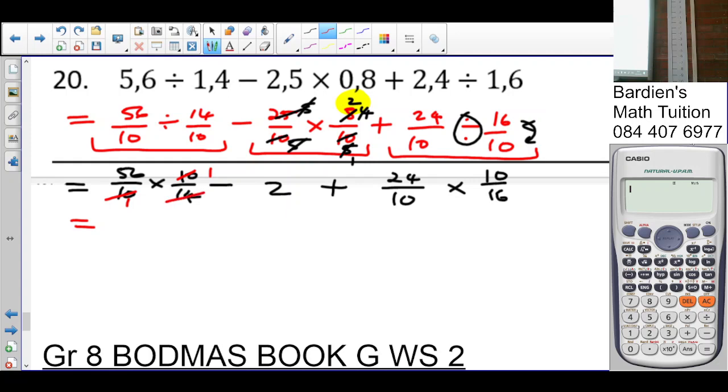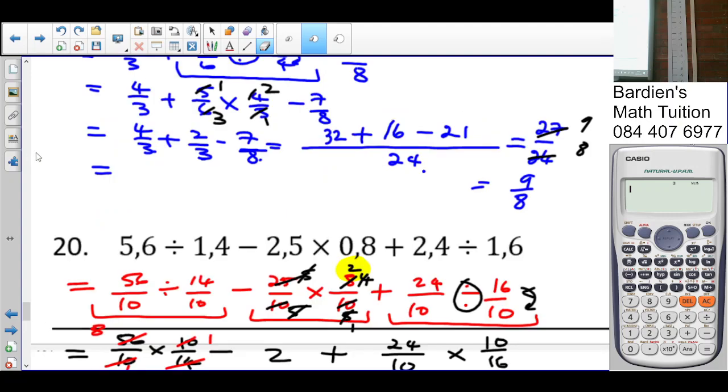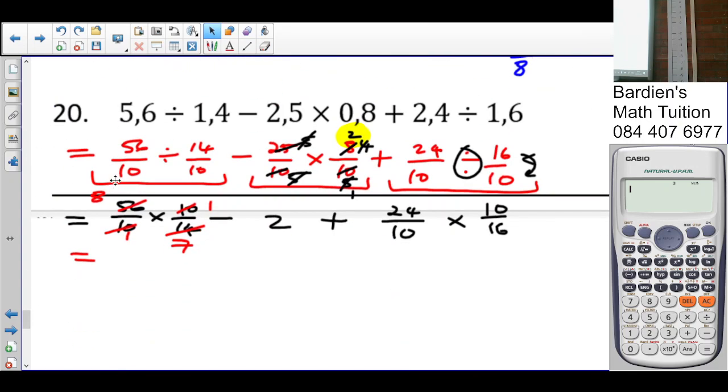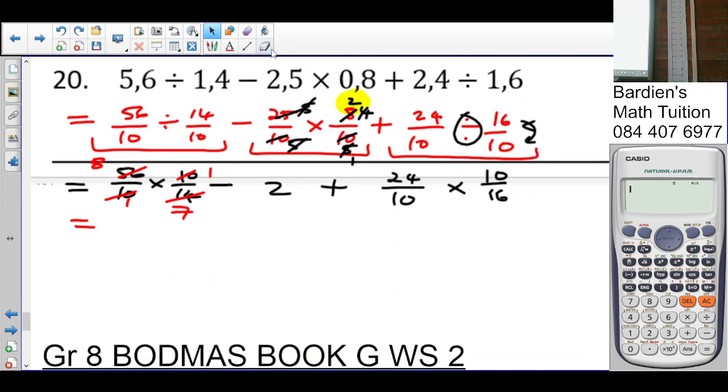2 goes into 14, 7 times. 2 goes into 56, 8 times. You all agree with that? No. No. 2 goes into 56 how many times? Sorry? Two goes into 56 is 28. So 7 going into 7 once, 7 going into 28, 4 times. So in other words, I'm left with 4 here.